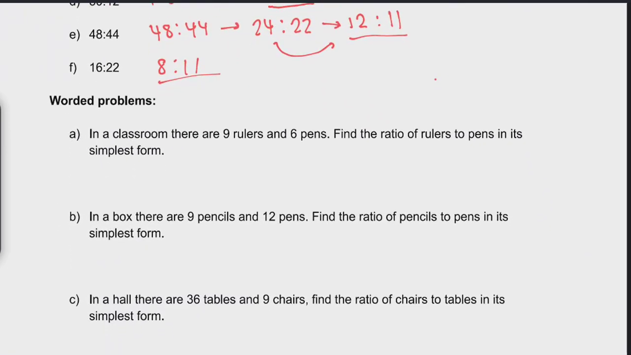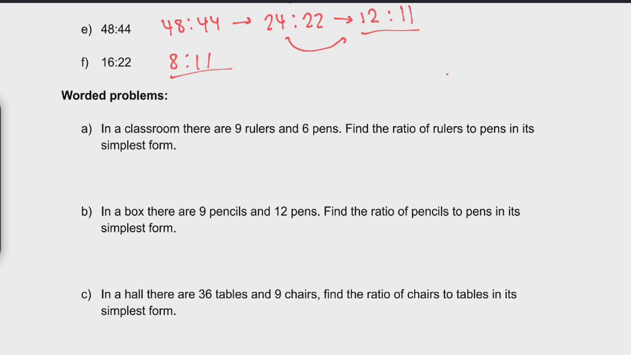So let's try with some worded problems. In the classroom, there are 9 rulers and 6 pens. Find the ratio of rulers to pens in its simplest form. Okay, so we've got 9 rulers and we have 6 pens. If you are not sure how to write a ratio out in this way, you can look at the previous video. So that is the ratio written out, but it's not in its simplest form. What is the highest common factor of 9 and 6? Well, that's going to be 3. So let's divide either side by 3. 9 divided by 3 and 6 divided by 3 is going to give us the ratio of 3 to 2.